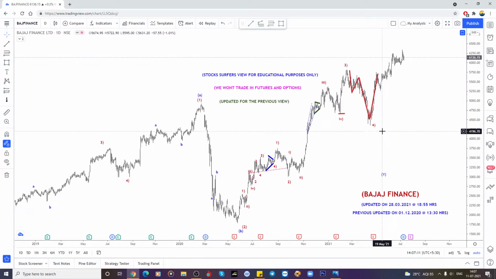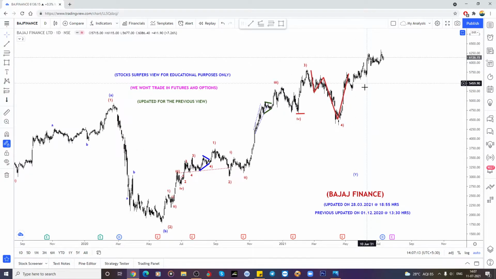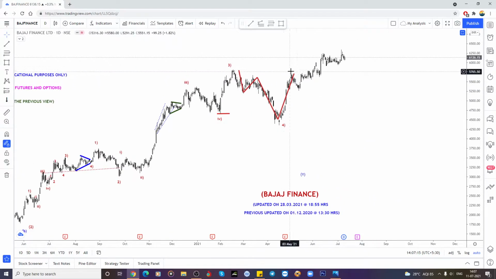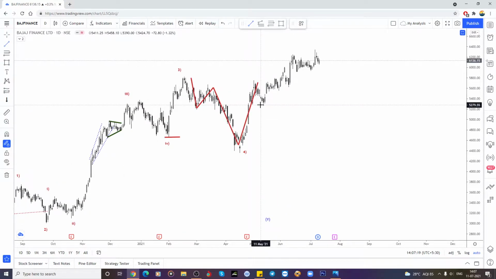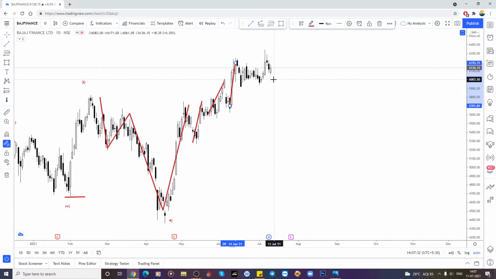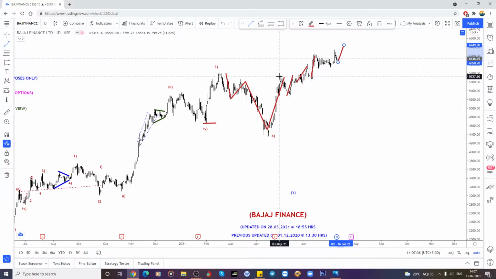See, Bajaj Finance, I said from here I'm not able to catch the wave count, but now it's looking like 1 2, so this could be a 3, so 4 and 5. So 1 2 3, and we are in that 4th wave, so one more wave to the high is also possible. So that means 1 2 3 4 and 5.